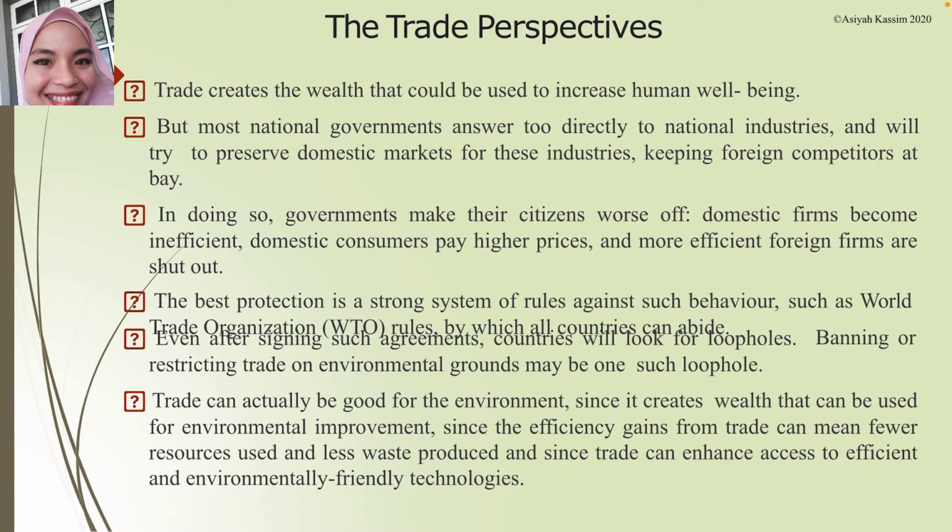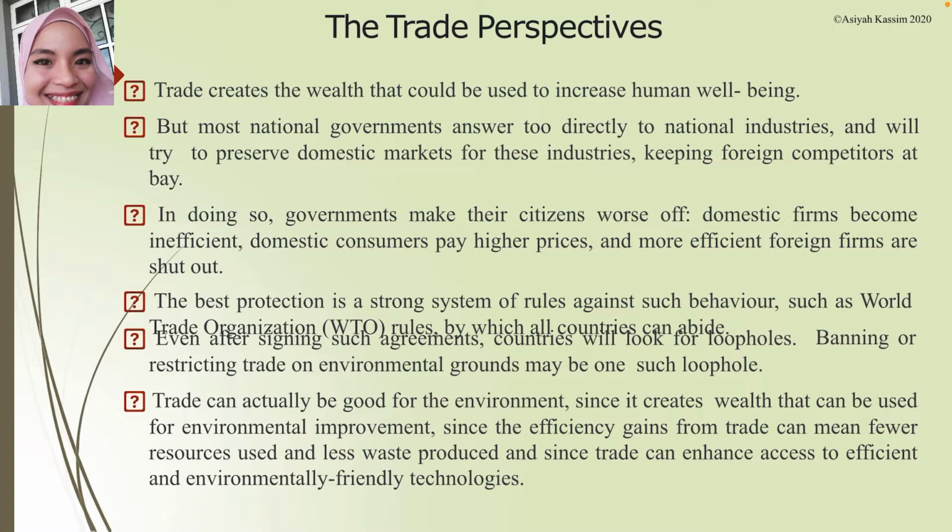So perspective number 1 is trade. Trade creates the wealth that could be used to increase human well-being. National governments answer too directly to the national industries, and they will try to preserve the domestic market for this industry, at the same time keeping the foreign competitors at bay. So in doing so, governments make their people worse off.